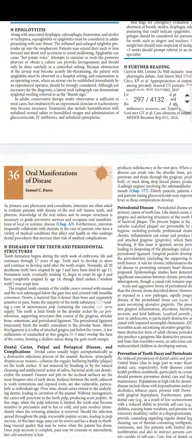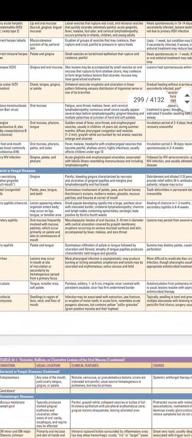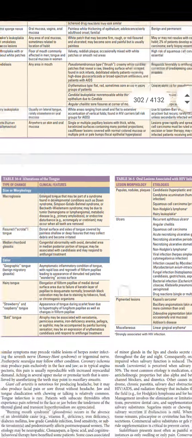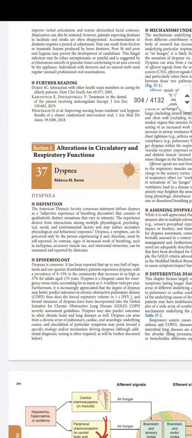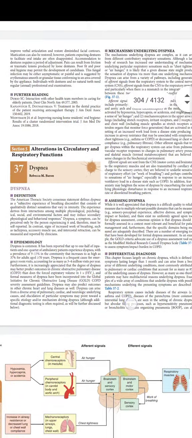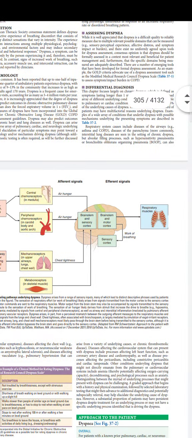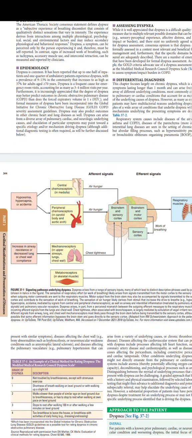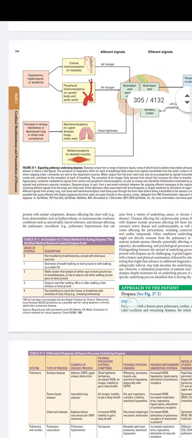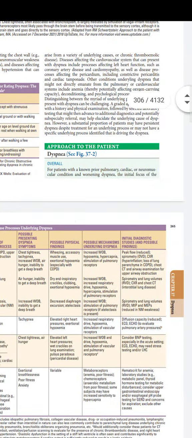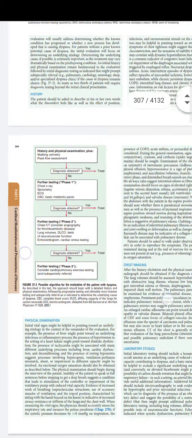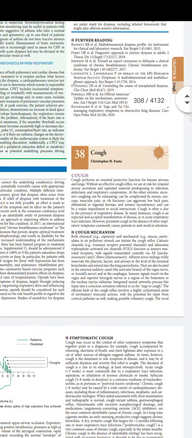And in oral manifestations of diseases there is nothing new as such. Whatever is there, nothing new has been added. Only in section 5, in dyspnea, there is a new figure, the signaling pathways underlying dyspnea. It's a good one, showing how air hunger, chest tightness and all happen with the different afferent signals and efferent signals. Other than that, the dyspnea scale or classification and underlying causes, all these figures are the same.